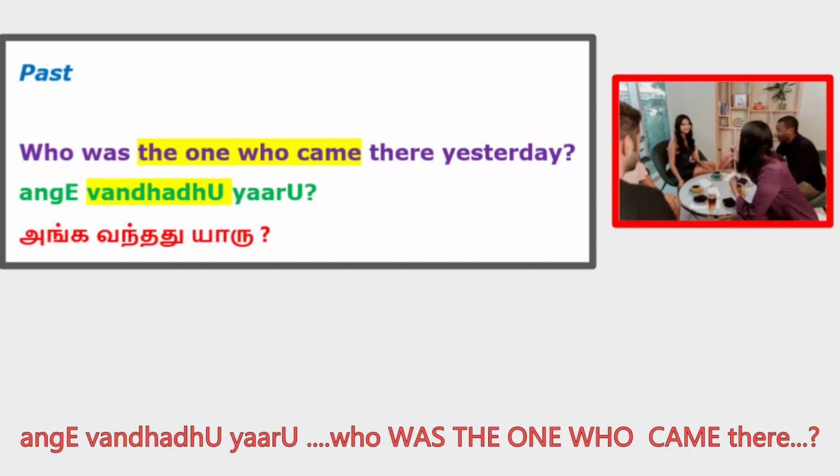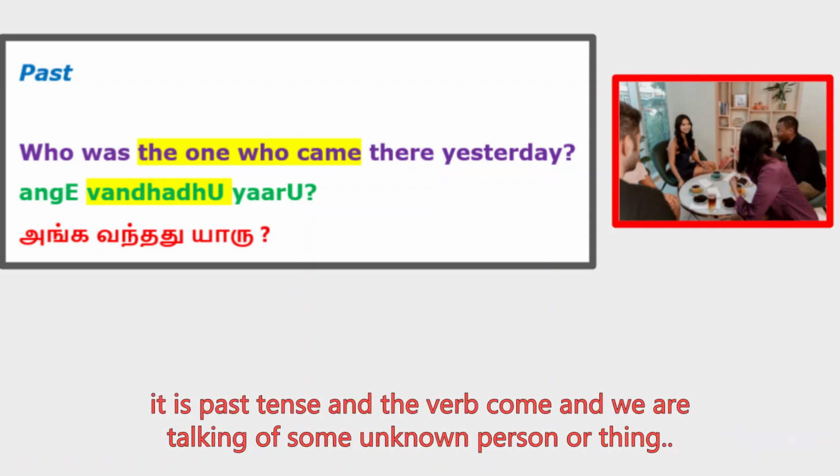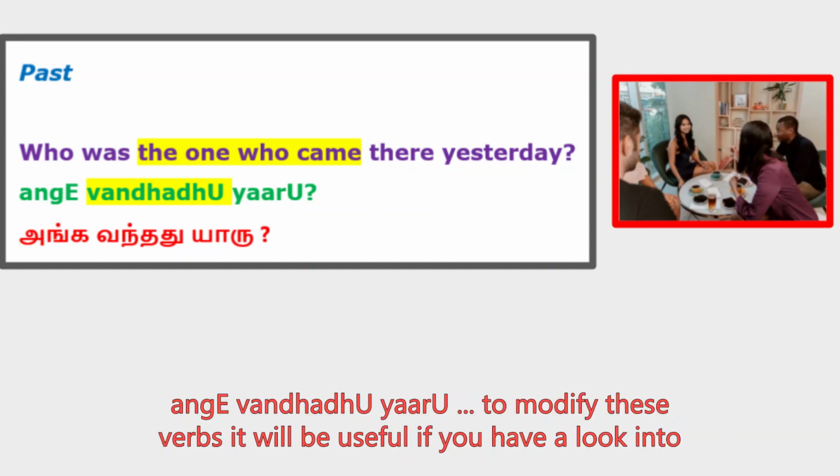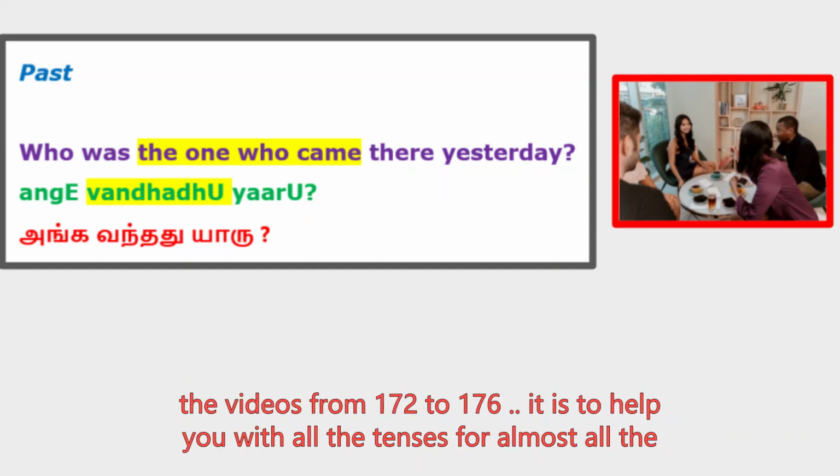Anga vandadu yaru. Who was the one who came there? It is the past tense and the verb come, and we are talking of some unknown person or thing, all rolled into one word. To modify these verbs, it'd be useful to have a look at videos 172 to 176. They help you with all the tenses for almost all the verbs.